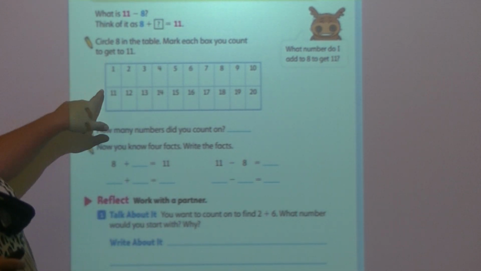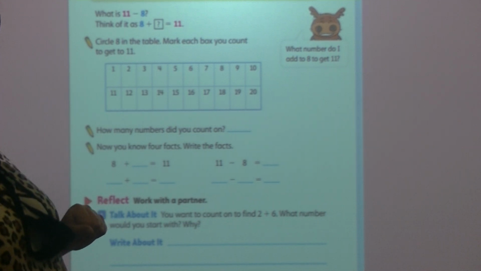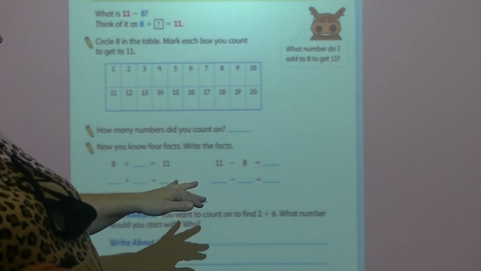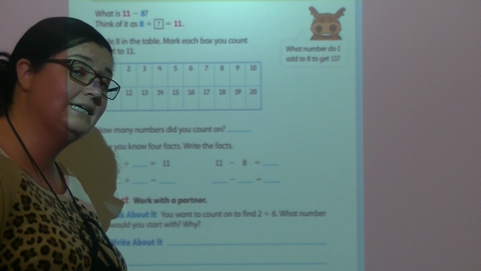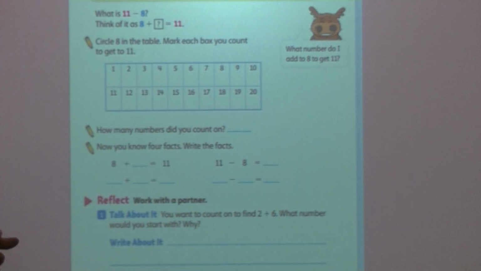So, we can use a chart to help us. Let's look at your workbook page, the next page in the packet. If you don't have it, get it and pause the video. Miss Byers got excited and started, so if you don't have it, pause and get it.